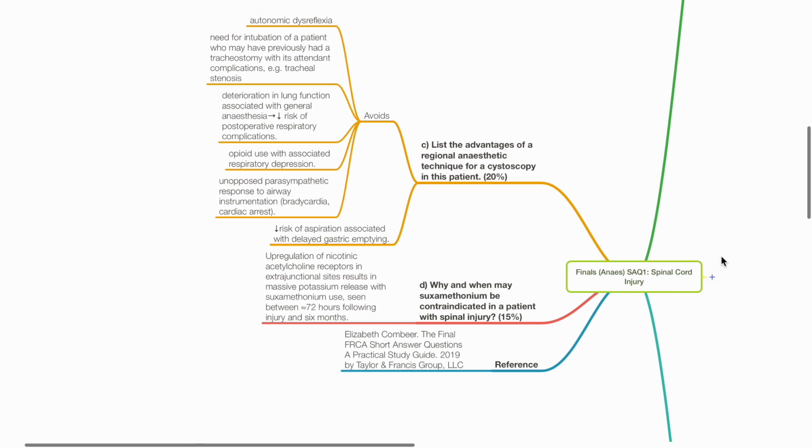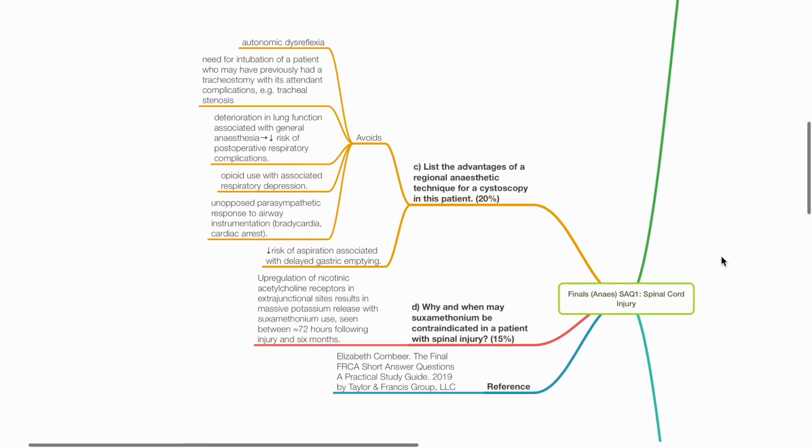List the advantages of a regional anaesthetic technique for a cystoscopy in this patient, 20 marks. Regional anaesthesia is advantageous as it avoids autonomic dysreflexia, avoids the need for intubation of a patient who may previously have had a tracheostomy with its attendant complications such as stenosis, avoids deterioration in lung function associated with GA, reducing the risk of post-op respiratory complications, avoids opioid use with associated respiratory depression, and avoids unopposed parasympathetic response to airway instrumentation. There is reduced risk of aspiration associated with delayed gastric emptying with regional anaesthesia.